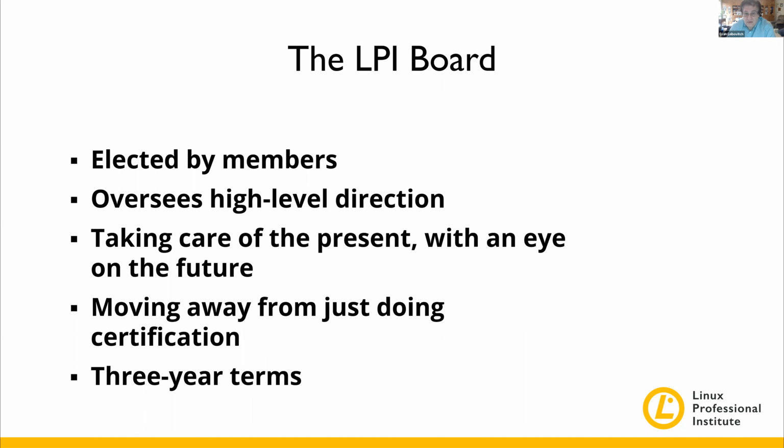You know, do we do more certifications? Do we do more advocacy? Very high level decisions about the future of LPI and its direction. What are our priorities? And like I say, taking care of the present with an eye on the future. We need to see where the world of online education and certification is going. We need to see how people are getting jobs, how people are training for those jobs, how people are getting certified for those jobs, the state of the profession.